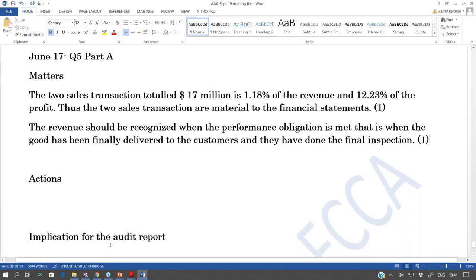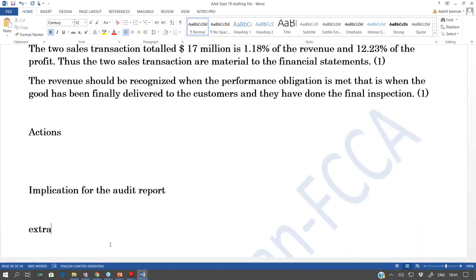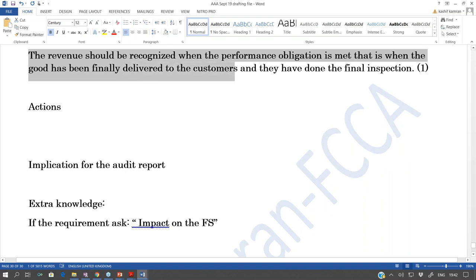Now, for example, I want to give you an extra knowledge here. Let's write this as an extra knowledge. If the requirement asks, open the inverted commas, "impact on the financial statements". If the requirement asks impact on the financial statement, I will take this line of the treatment from here.